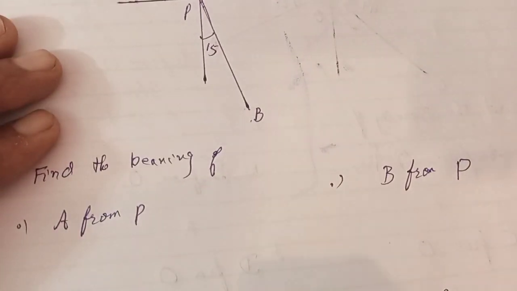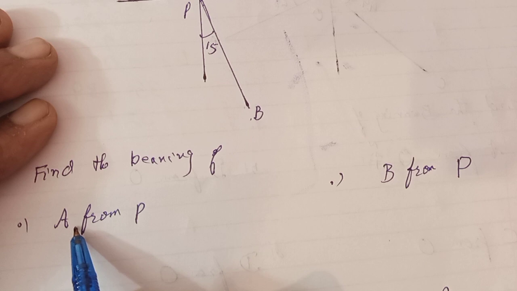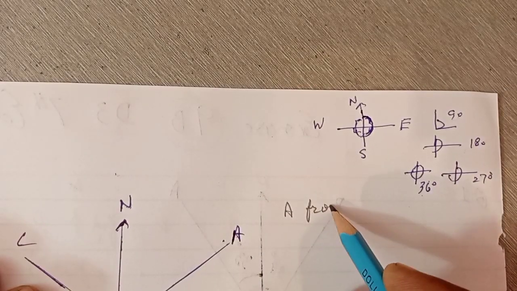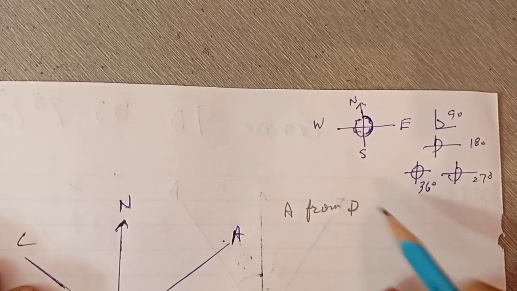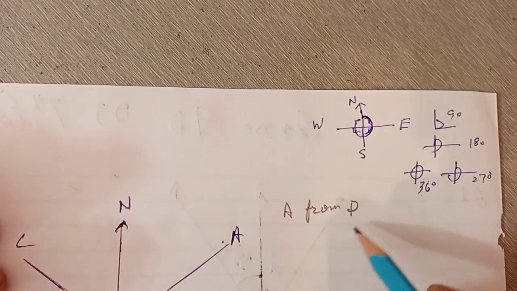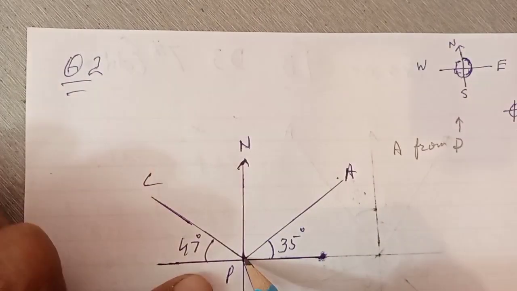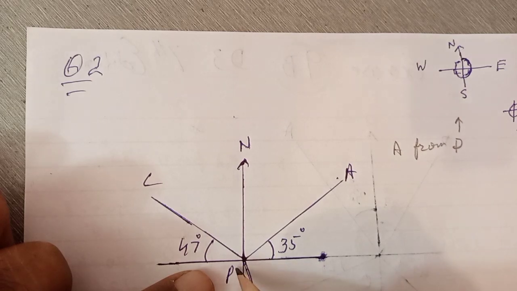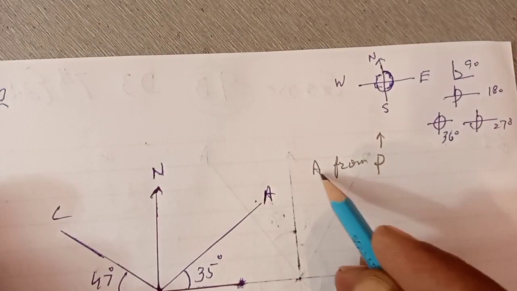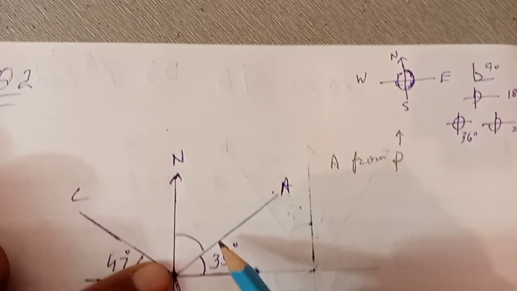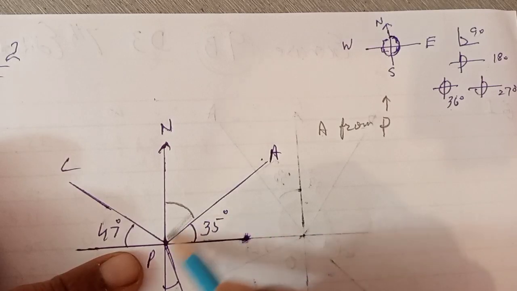Now we move to the first part of the question. Here it is said, find the bearing of A from P. A from P. Now I write over here A from P. So what comes after from? P comes. So you have to draw North at P. So this is already North drawn at point P. Now take line AP. This is the bearing of A from P. You have to calculate this angle.